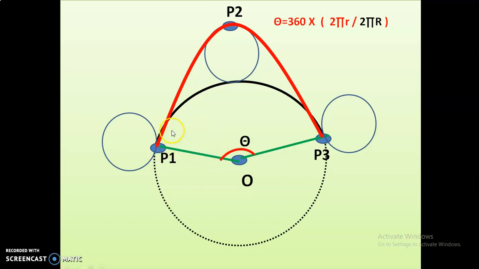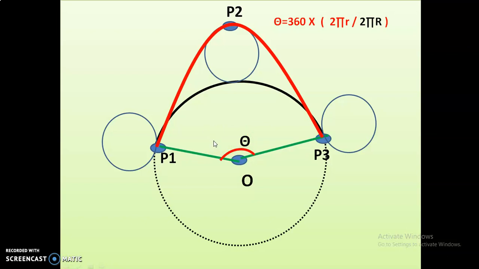Here this is theta. How can we get the theta value? Theta is equal to 360 times 2 pi r divided by 2 pi R, where 2 pi r is the circumference of the rolling small circle and 2 pi R is the circumference of the base circle. I hope you understand the definition of the epicycloid and how we get it.